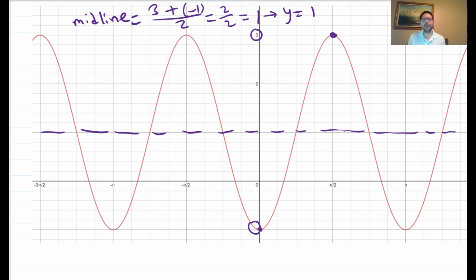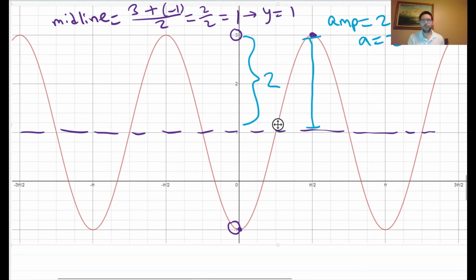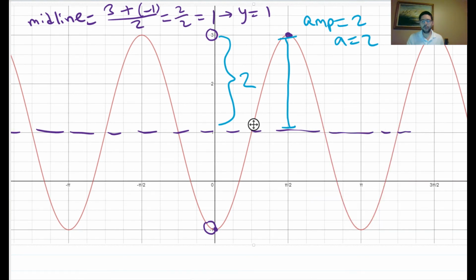All right, so we know our midline, which means that we know our amplitude now. The amplitude is the distance from here to here. So what is that distance? Well, that distance is 3 minus 1, that's a distance of 2. So we know that our amplitude is 2, which means our A is 2, right? We know our A now. Okay, so we know our amplitude, we know our midline. How do we figure out our period and our B term?